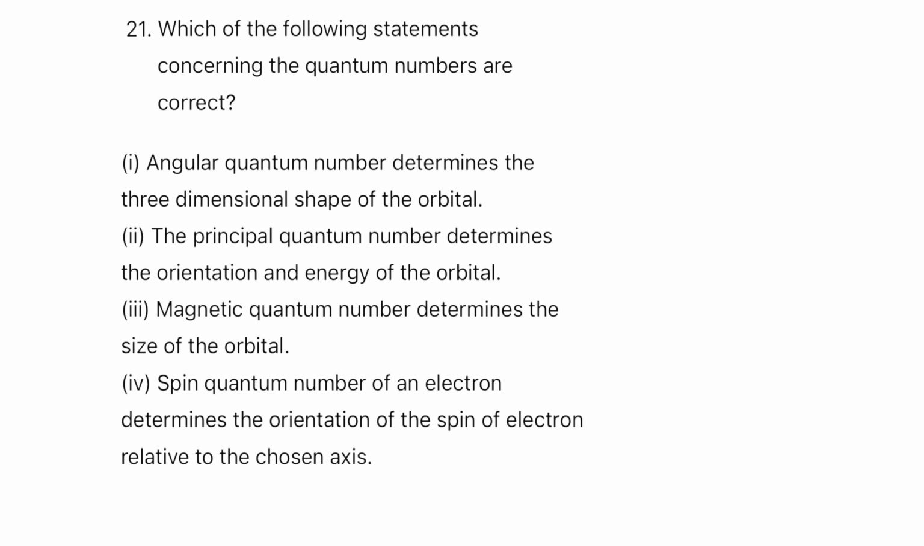Question number 2. Which of the following statements concerning the quantum numbers are correct? Angular number determines the three-dimensional shape of the orbital. Principal quantum number determines orientation and energy of the orbital. Magnetic quantum number determines the size of the orbital. And the last one, spin quantum number determines the orientation of the spin of the electron. So we have to check which statements are correct. Okay, we can check that.